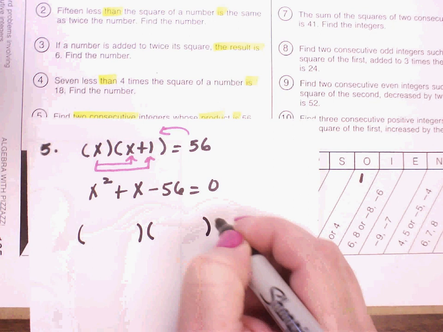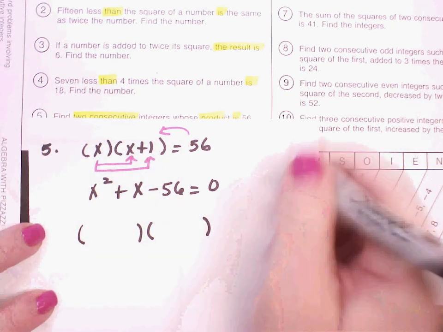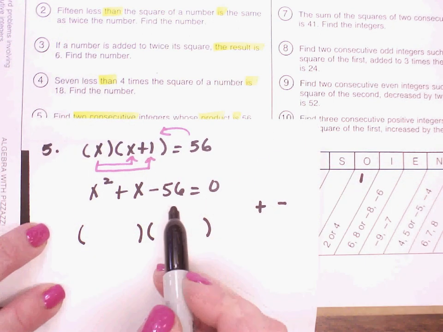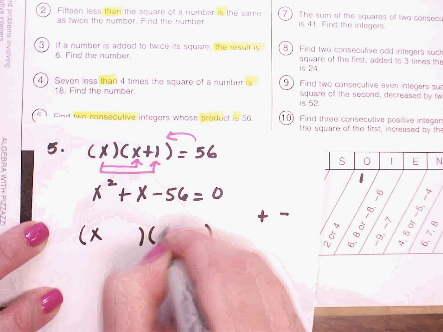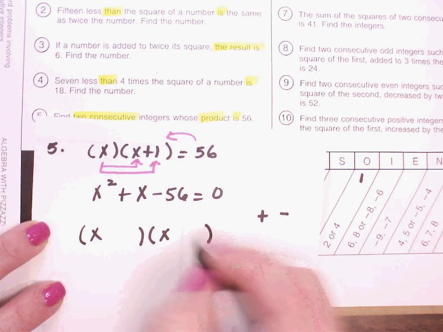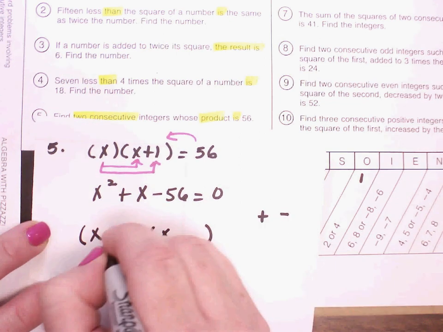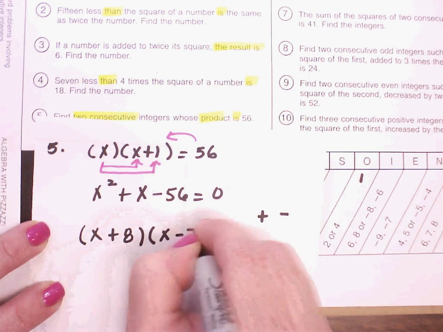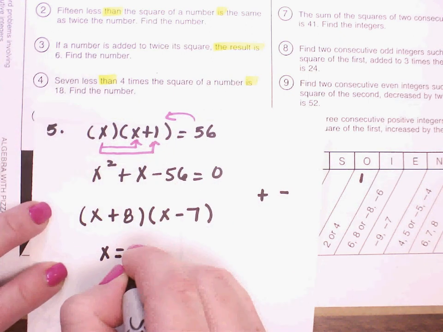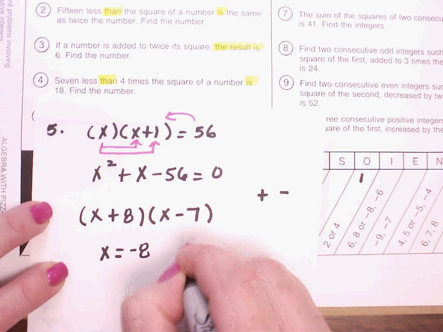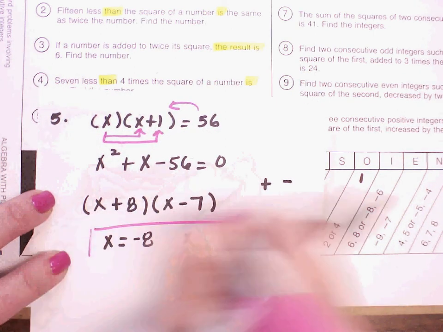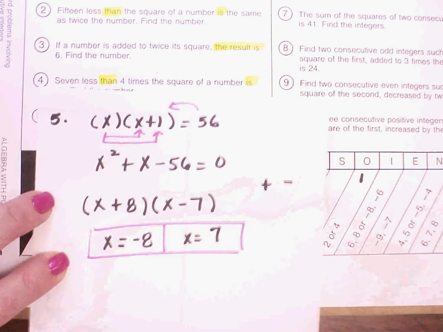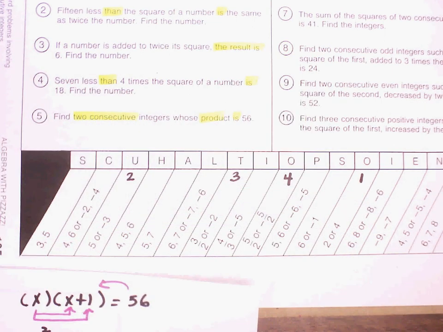Alright, so plus minus would be what? Okay, so we're subtracting, right? Multiply to negative 56, add up to 1. That's really easy. 8 and 7, right? And which one needs to be positive, the 8 or the 7? So plus 8 minus 7. So what are my two solutions? Negative 8 and x equals positive 7. There you go. Alright, so negative 8 and positive 7.